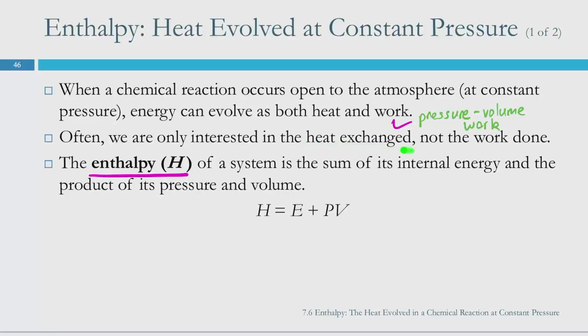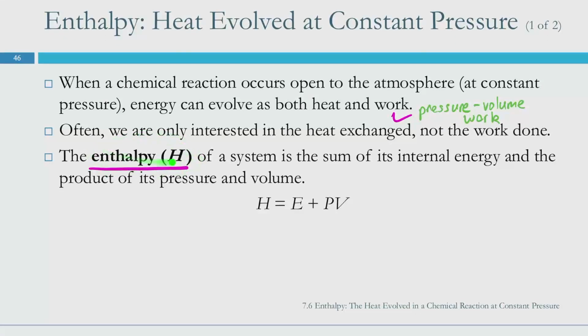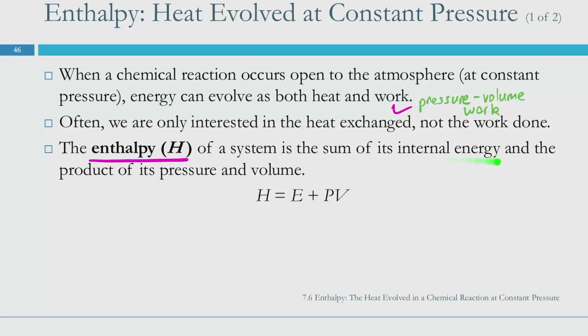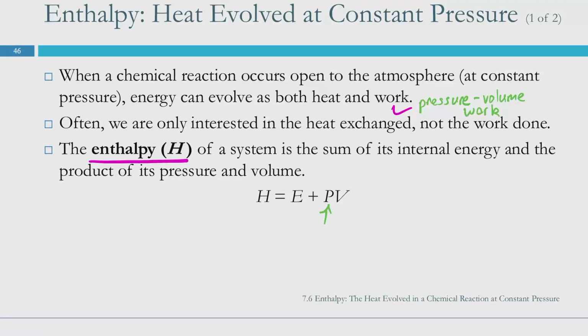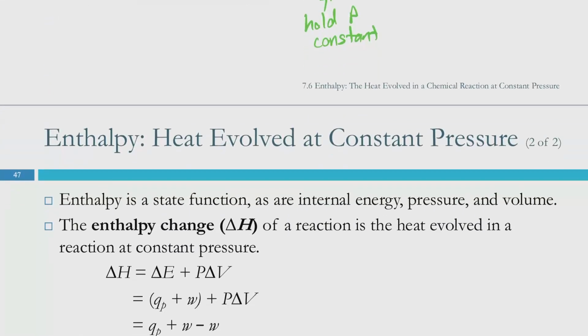Often we're just interested in the heat exchanged and not the work done, so bomb calorimetry is helpful for that. But we also have enthalpy. Enthalpy is the sum of internal energy and the product of its pressure and volume. So H equals E plus P delta V. We're going to hold P constant. We're going to look at what if we change everything else. So we're going to add deltas in front of the rest of those terms.